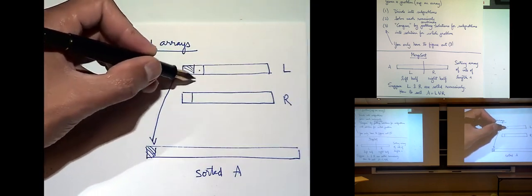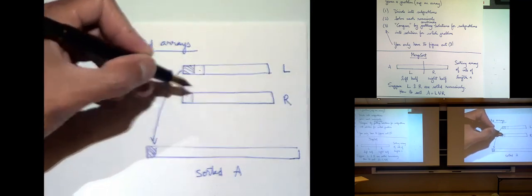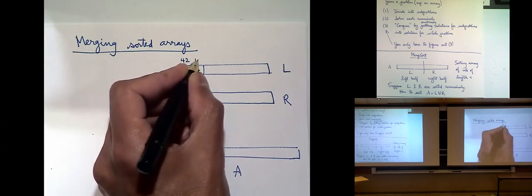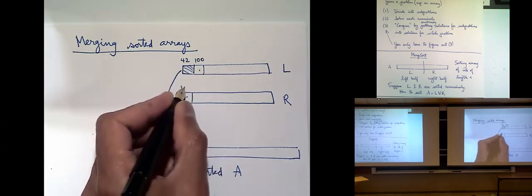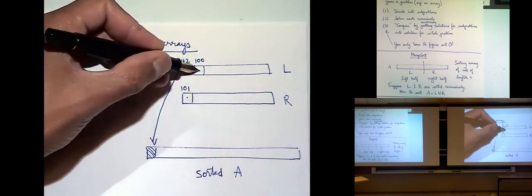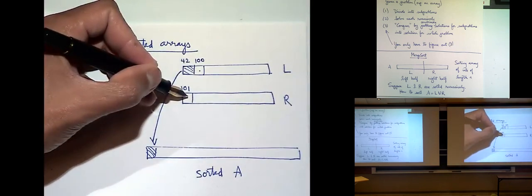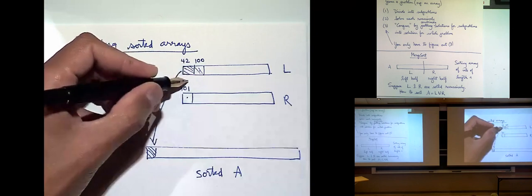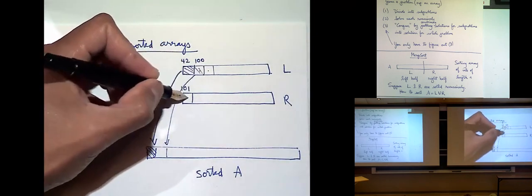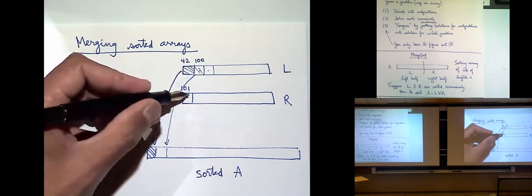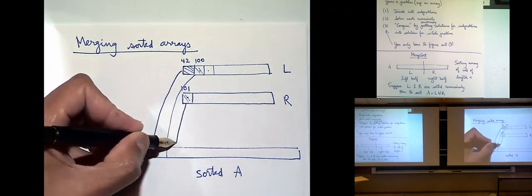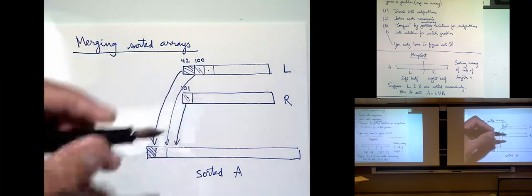So it's either this or this. Right? Because L could have been something like 42, 100, and the first element here could have been 101. So it's actually going to be the minimum of these two elements. So it's the min of these two, which you would then move here. Then the next one is going to be the min of these two. So maybe it happens to be this one. That goes there. So on and so forth.